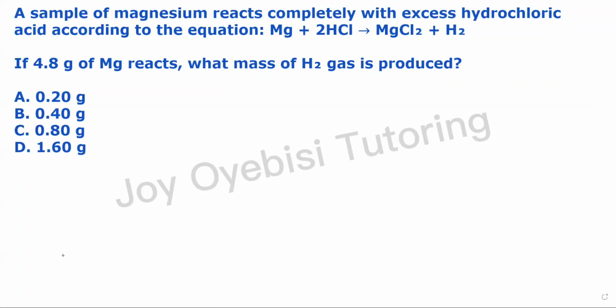Let's solve this question. A sample of magnesium reacts completely with excess hydrochloric acid according to the equation given. If 4.8 grams of magnesium reacts, what mass of hydrogen gas is produced? First thing you do for questions like this is confirm that the chemical equation given to you is balanced. Okay? And then we're going to go ahead and solve.